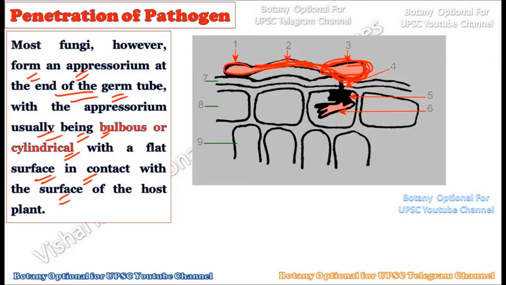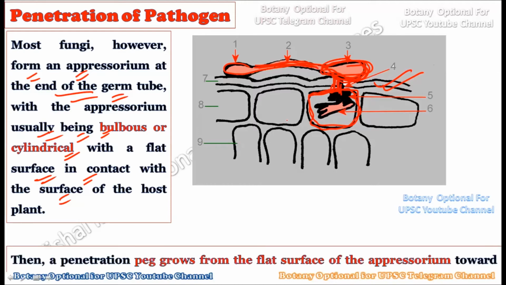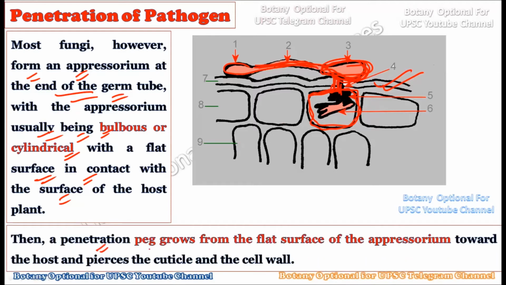And below here we have the epidermis. See, this is the cuticle, and this is the epidermal cell. So this flat surface of the appressorium comes in contact with the plant surface, and from here the entry or the infection proceeds. Then a particular penetration peg grows from the flat surface of the appressorium towards the host and it pierces the cuticle and the cell wall. So basically from this appressorium, a peg-like structure grows, like this. The peg-like structure grows and it will literally break out the cuticle and the cell wall. And after breaking the cuticle and the cell wall, they can enter within the plant body.